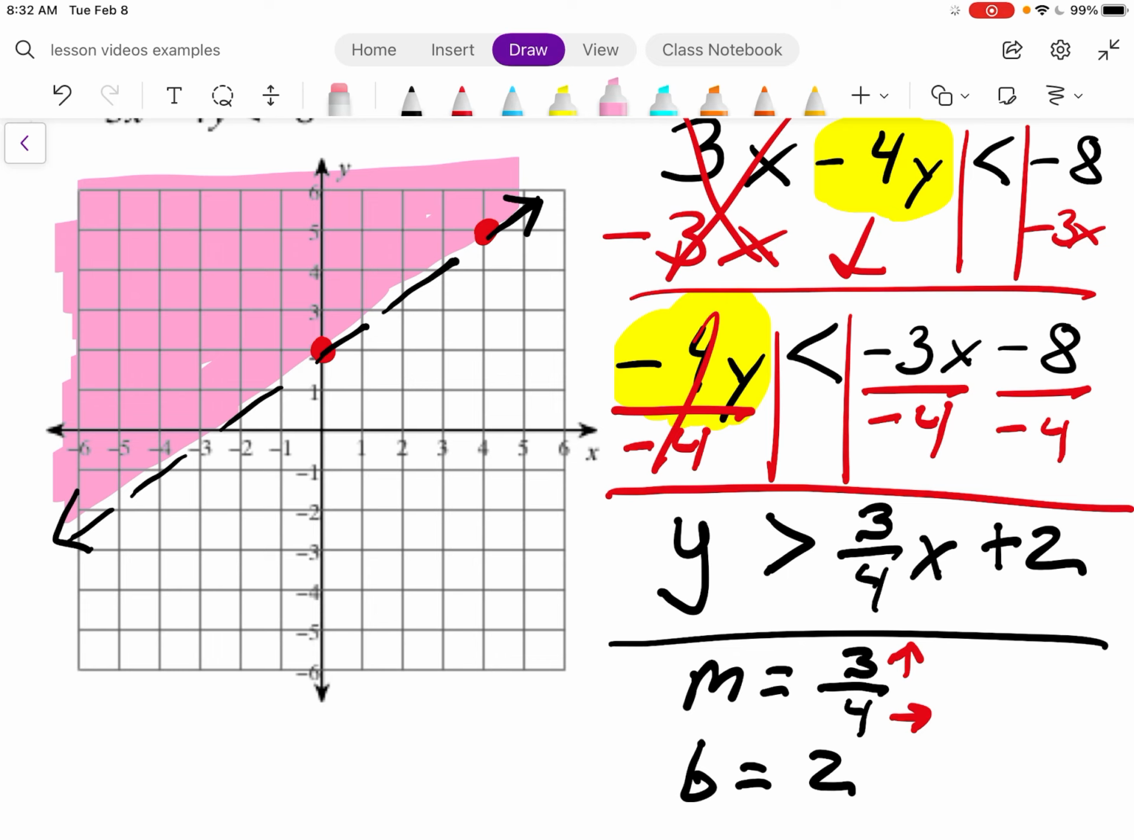So again, our goal is to get y by itself. The first step is to add or subtract the x from both sides. The second step is to always divide everything by the coefficient that is beside y. And if you multiply or divide by a negative, remember the inequality must flip.